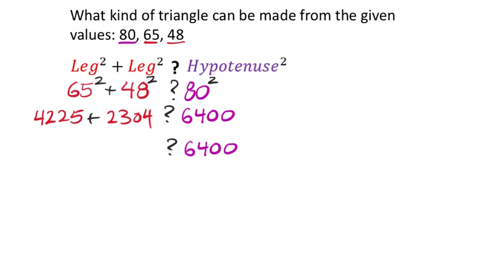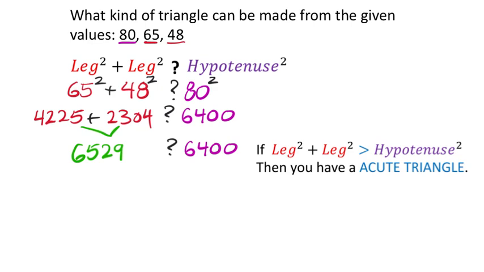So let's go ahead and combine these together. So I've got 2,304 plus 4,225. Enter, and I get 6,529. Now what I'm seeing from a few slides back there was that I've got the sum of the squares of the legs. This number is going to be bigger, so I don't really need that question mark in there.